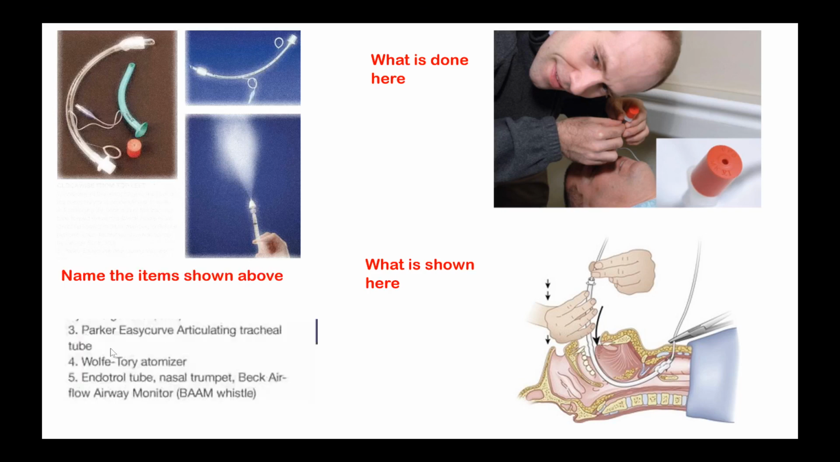The item above is called a Parker-Flex articulating tracheal tube. And this is the Wolfe-Tory mucosal atomizer device. Then this is the endotracheal tube, and the nasal trumpet or nasal airway. This red thing with which he is listening to the sound is called the Beck Airflow Airway Monitor, or BAAM visual.